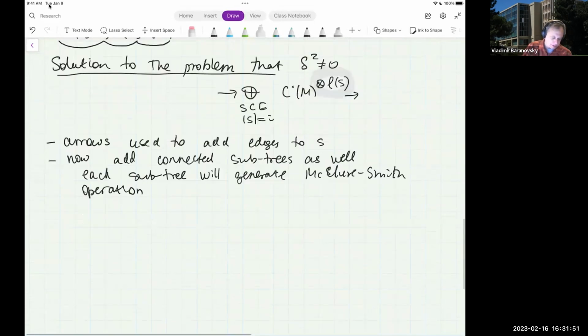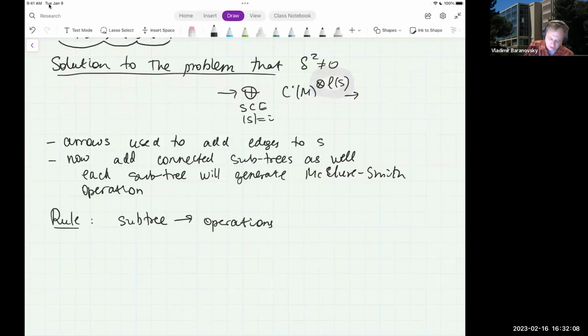And so how does this go? Let me just write very briefly what the rule is that assigns operations to a subtree. So we assume the subtree is on vertices 1, 2 up to k. We can always renumber to achieve this, 1 to k, and then proceed by induction.